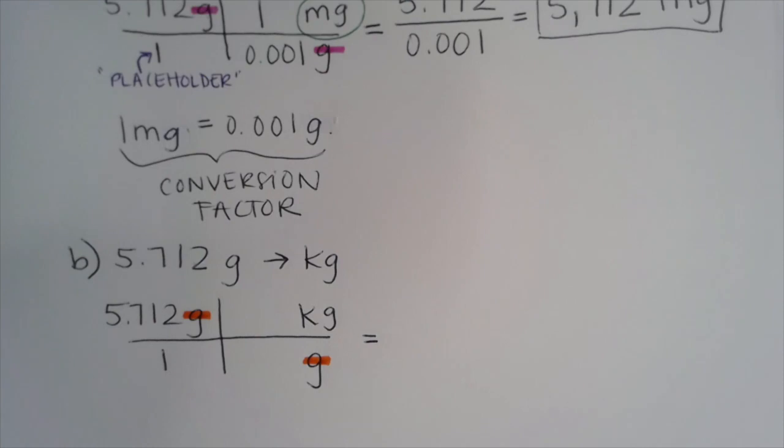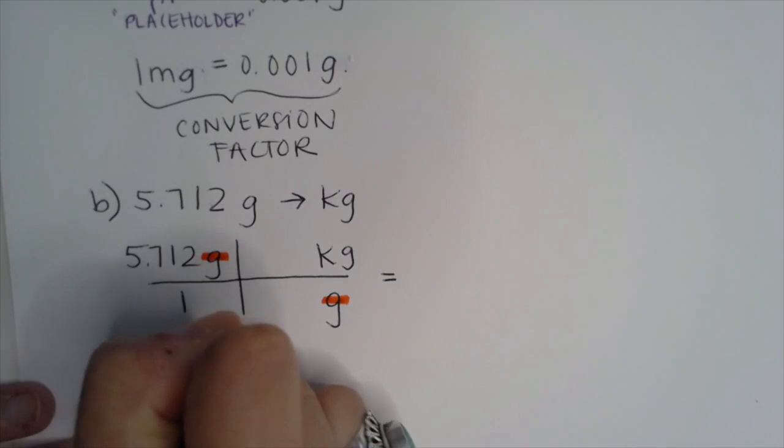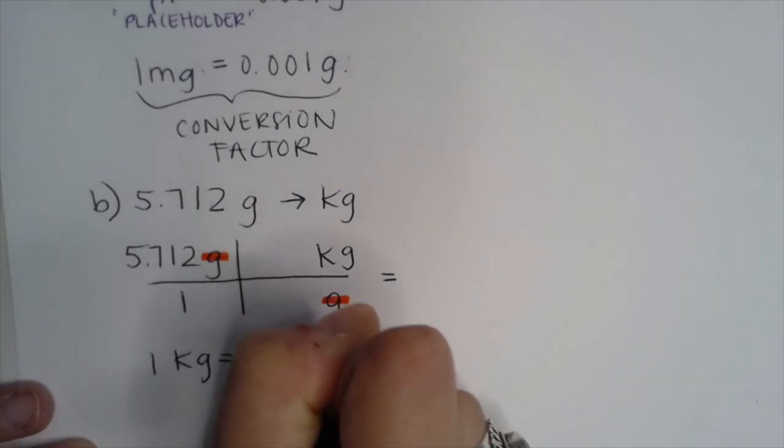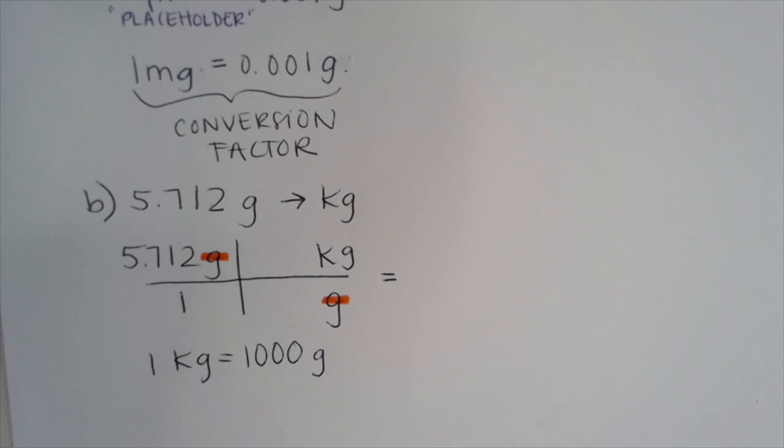If you look on that SI prefixes chart, on the right-hand side towards the top, you'll see that it says 1 kilometer is equal to 1,000 meters. Remember, you could just replace the meters with any of the base units. So I'm going to replace meter with gram. This tells us that 1 kilogram is equal to 1,000 grams. That's my conversion factor. It's telling me the relationship between kilograms and grams.